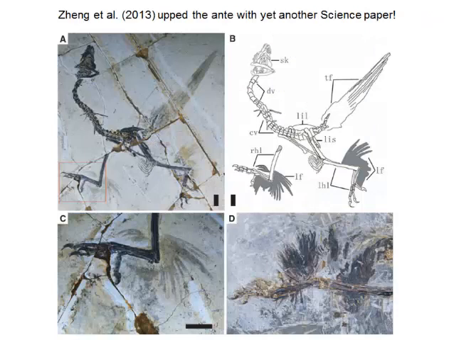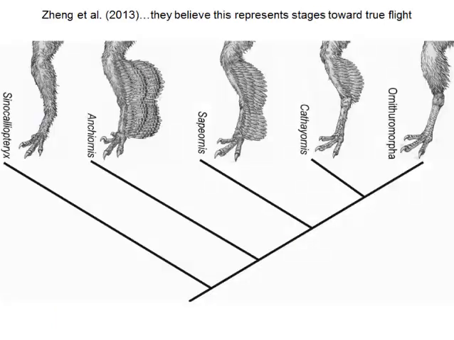And then Zheng et al. just last year upped the ante with yet another example published in Science. You can see the feathers on the forelimbs and the hind limbs. And so their idea is clearly that these organisms that were gliders probably were intermediate and on their way toward losing those feathers on the hind limbs subsequently, and then that being the direct ancestor to birds. So they could imagine small steps through gliding to powered flight.